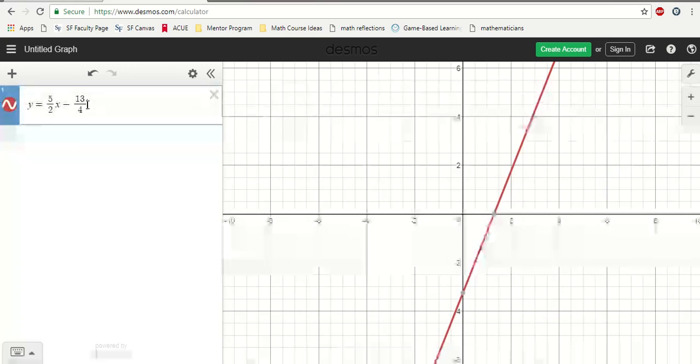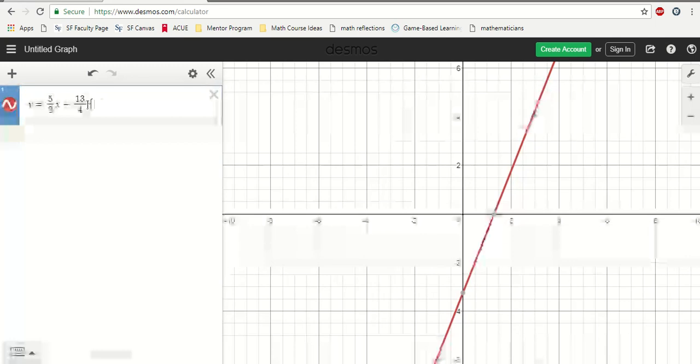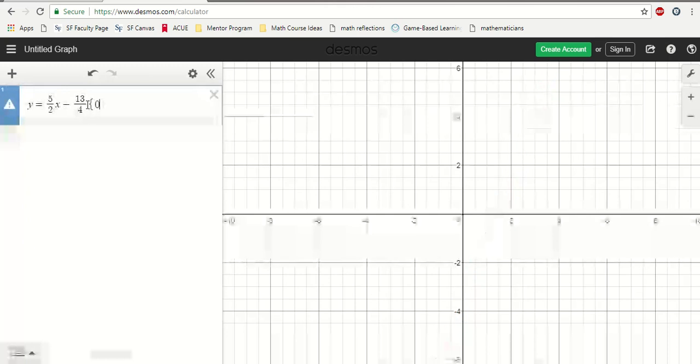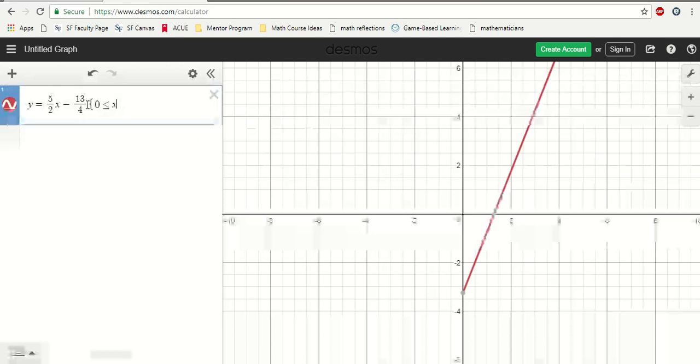There's the equation of my line. Problem is, there's no domain restriction. To do that, you hit the curly brace. I'm going to cut my domain off from 0. To get less than or equal, I'm going to hit the less than, so shift, comma, followed directly by an equal sign. And Desmos will read that as less than or equal.